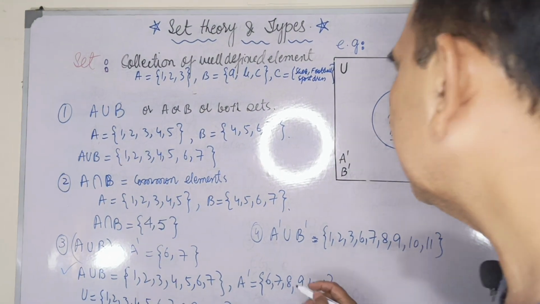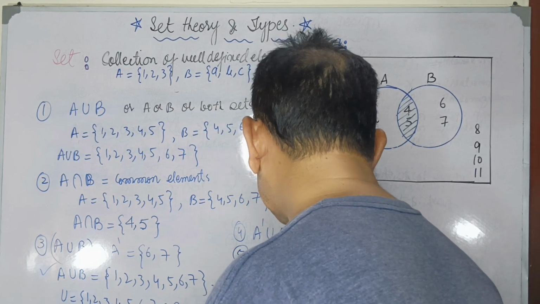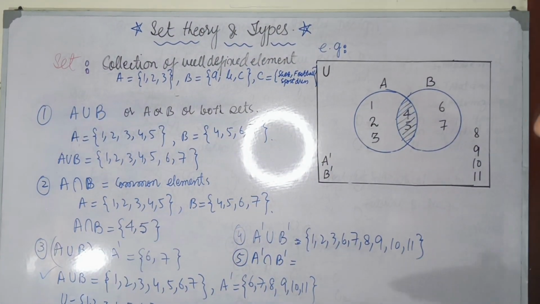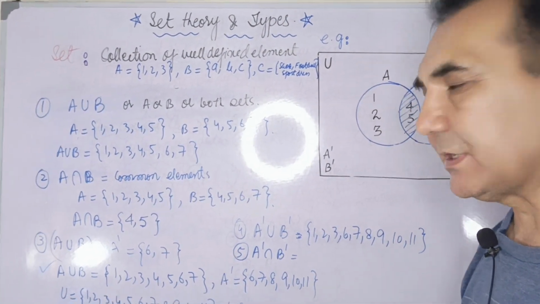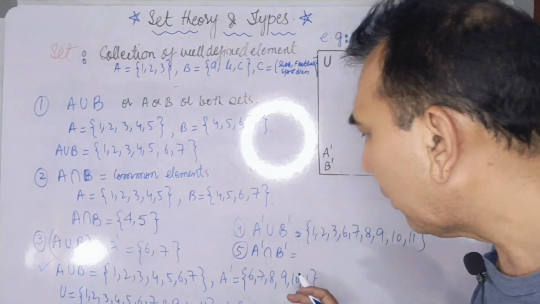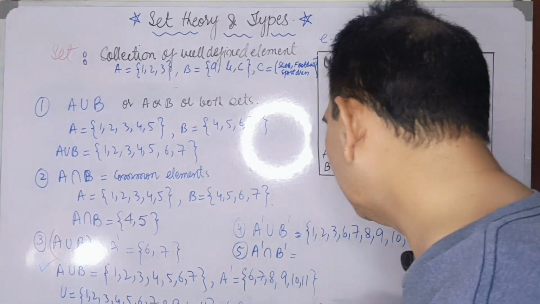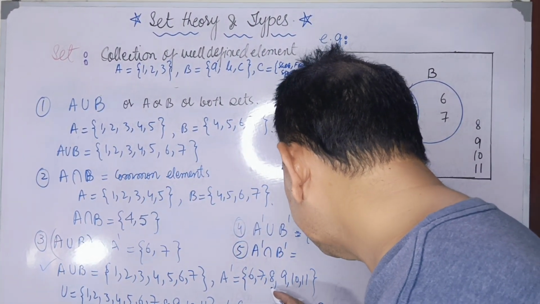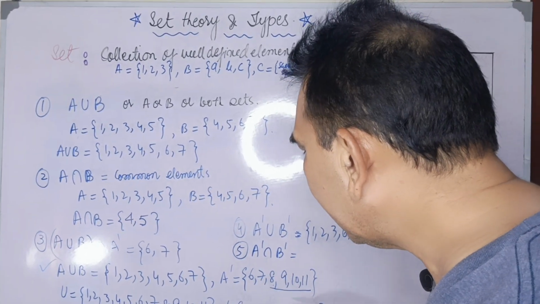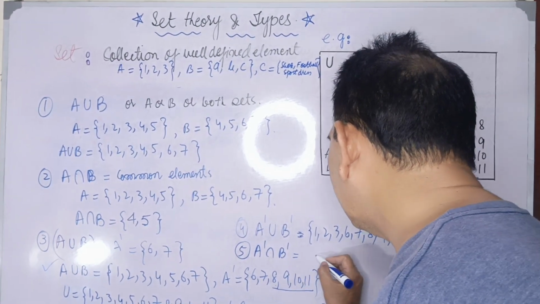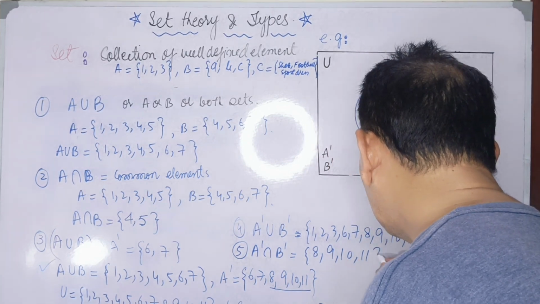Okay, if I ask what is the A complement intersection B complement, then again it's very easy. We already calculated the A complement and B complement sets. Now we will find which elements are common between the A complement and B complement. 8 9 10 and 11 are common in both. So the answer of the A complement intersection B complement is 8 9 10 and 11.